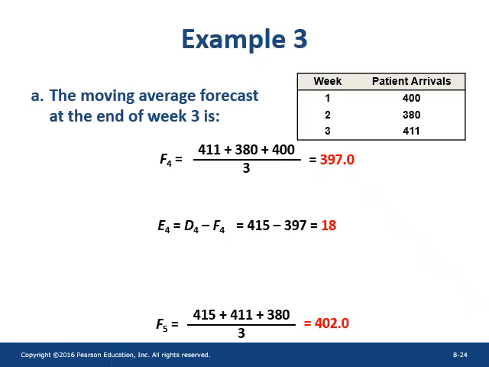For week 4, we find out that the actual demand was 415. Then we had an error of 18. We overestimated by 18. But now we have a new data point, so we'll drop off week 1 and look at the average of weeks 2, 3, and 4 in order to have our forecast for week 5. And for week 6, it would be the average of weeks 3, 4, and 5, and so on. So that's why we call it a moving average forecast.